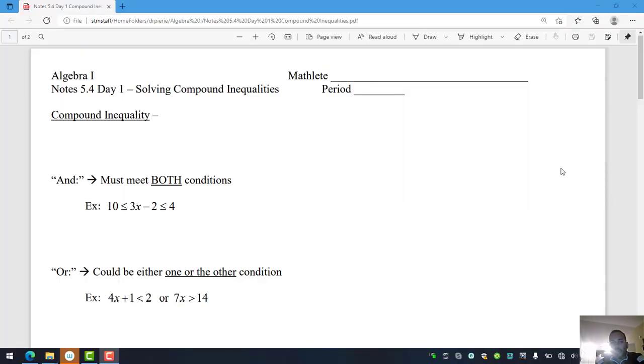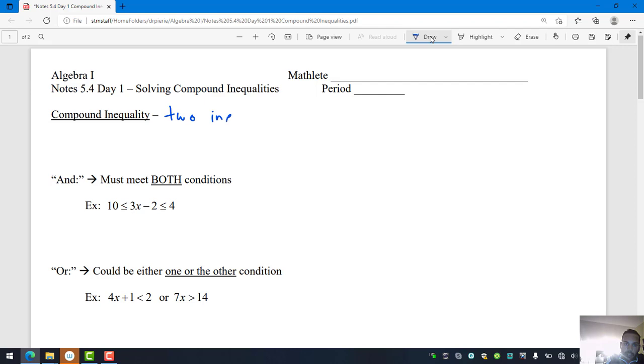Okay, so in this section, we're going to talk about compound inequalities. All compound inequalities are is this. They are two inequalities put together. Okay, so remember, inequalities are anything with the symbol less than, less than or equal to, greater than, or greater than or equal to. When we're dealing with compound inequalities, it's basically just two questions in one.